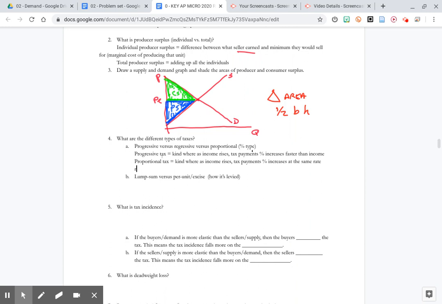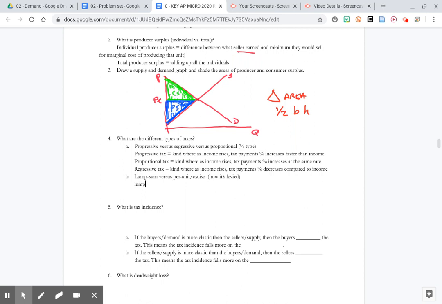In terms of a regressive tax, as income rises, tax payments percent decreases compared to income. So in other words, if your income went up 20%, but your tax bill only went up 2%, then that would be a regressive tax. It wouldn't be particularly proportional or even progressive in that sense.